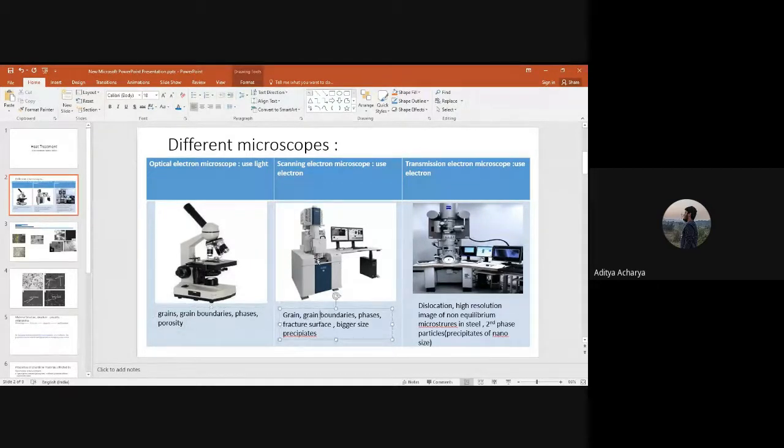Similarly, if you are using a scanning electron microscope, you can see grains again, depending upon magnification, right? You can see grain boundaries and different phases if present. We can see the fracture surface. If a surface has already fractured, we can identify which kind of fracture has taken place, that is, ductile or brittle. We can see big size precipitates. Precipitate here means the second phases.